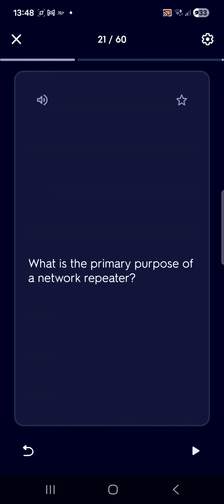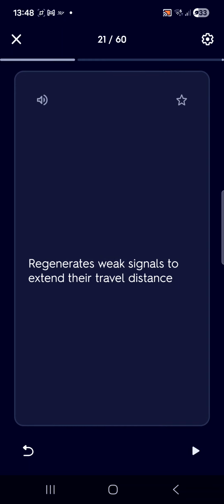And then what is the primary purpose of a network repeater? That would be it regenerates weak signals to extend their travel distance.